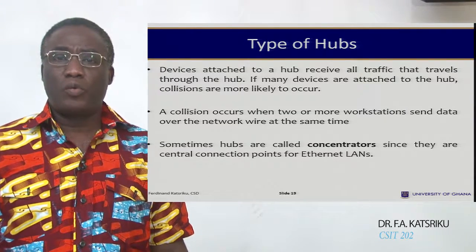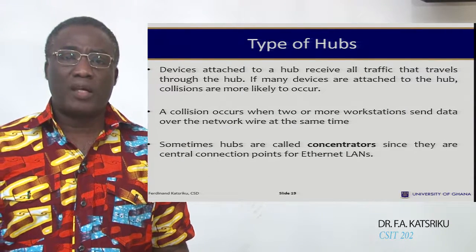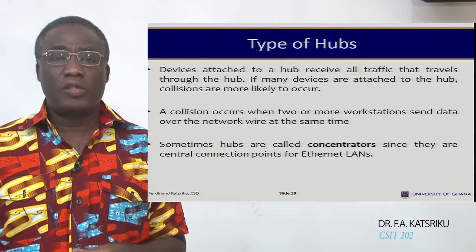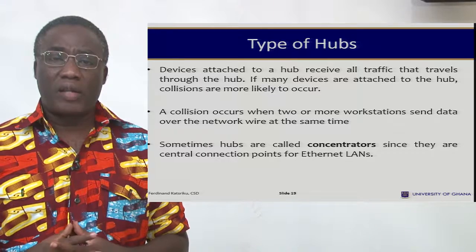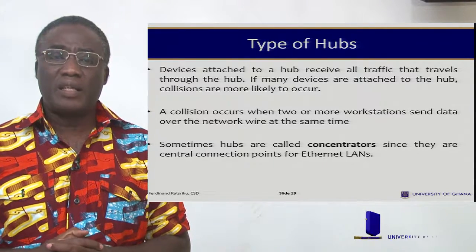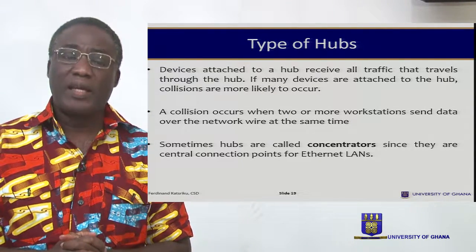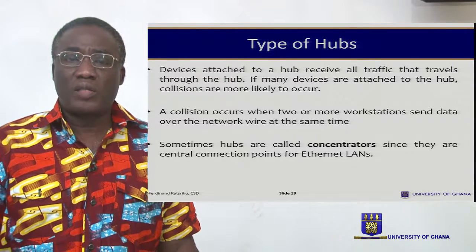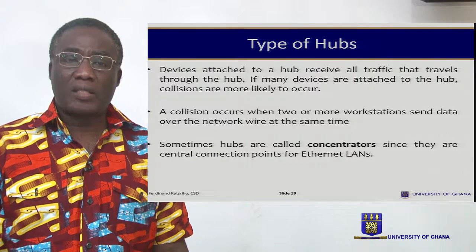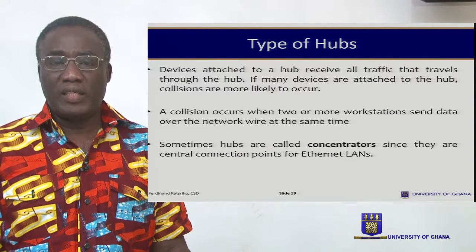Devices attached to a hub will receive all the traffic that travels through the hub. If many devices are attached to the hub, collisions are likely to occur. Now, a collision occurs when 2 or more workstations send data over the network at the same time. Sometimes hubs are called concentrators, since they are central connection points for the Ethernet.